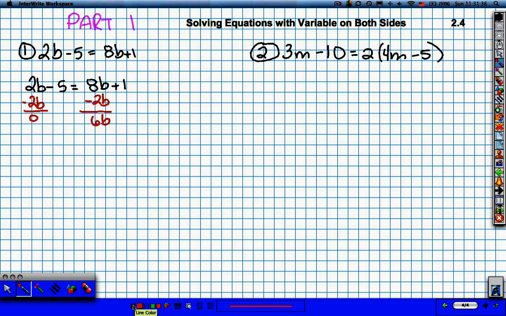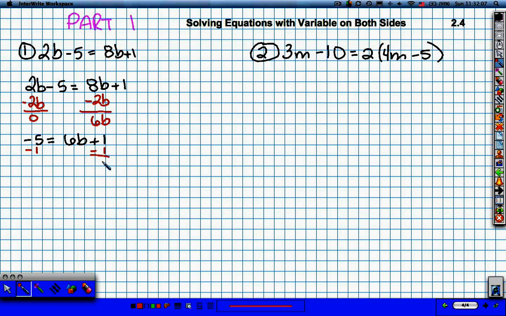So now my problem looks like this. This is minus 5, so it actually is minus 5 equals 6b plus 1. Now my b is on this side, so I'm probably going to need to move my 1 over to the left, because we were trying to isolate our variable. So since this is adding 1, my inverse of addition is subtraction, so I'm going to subtract 1.